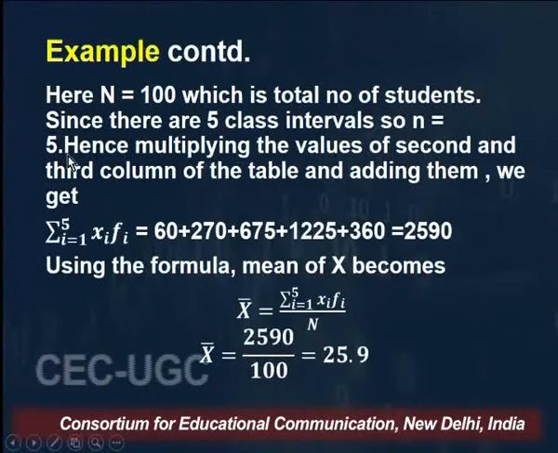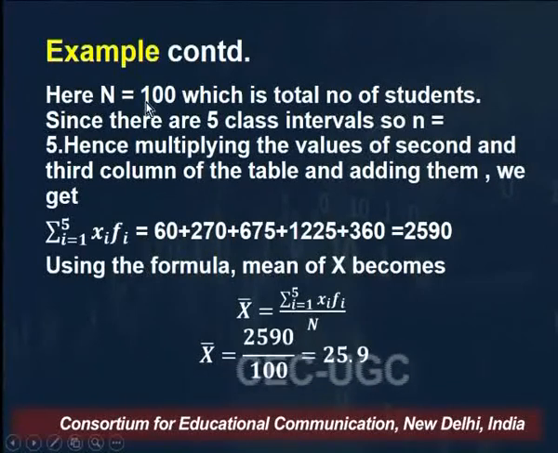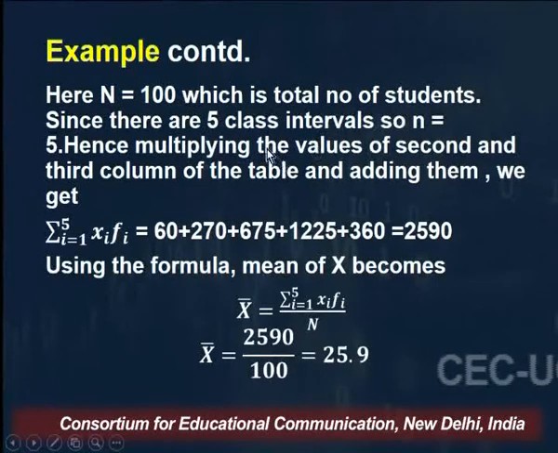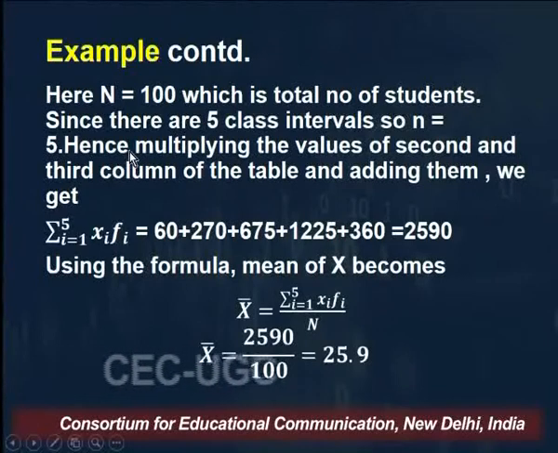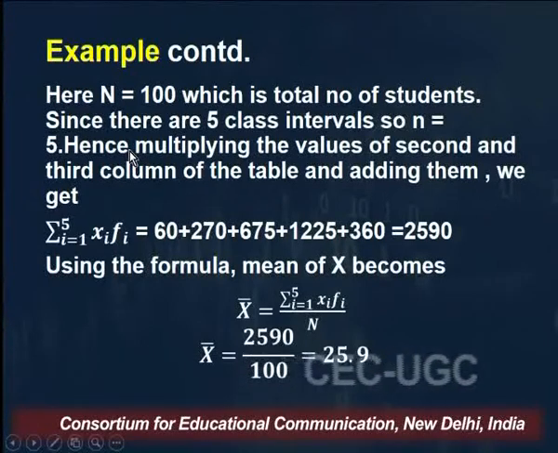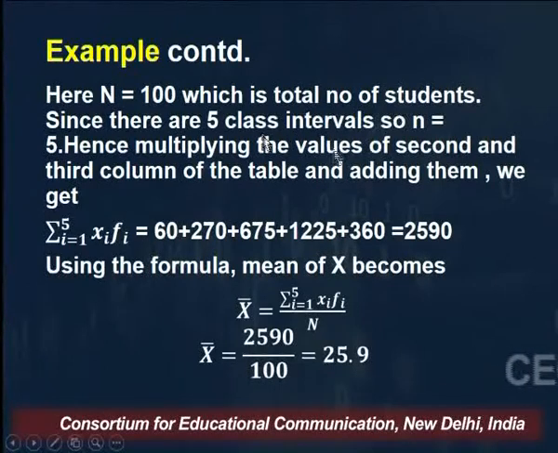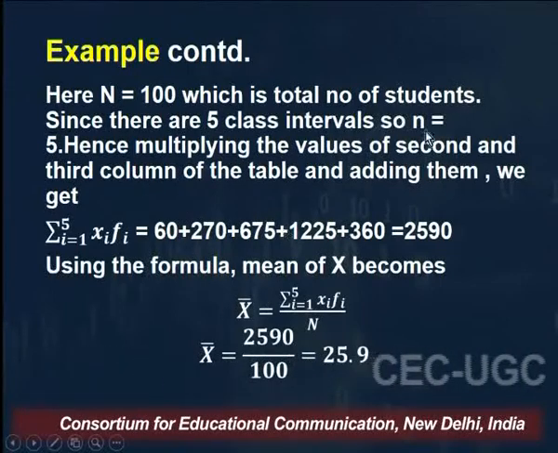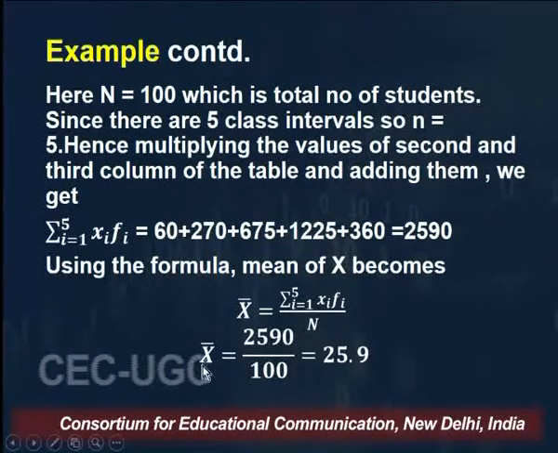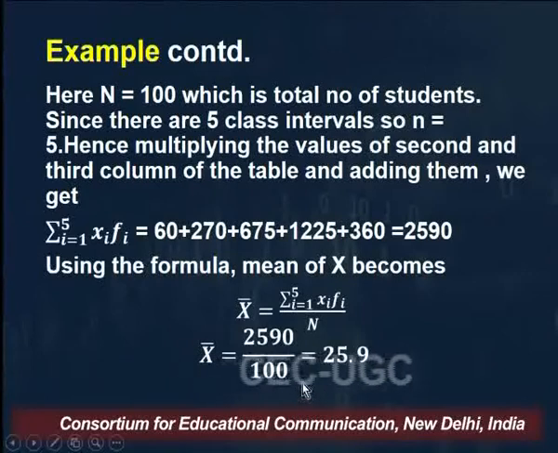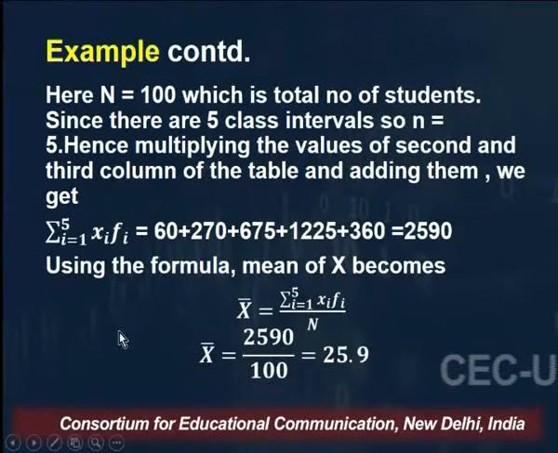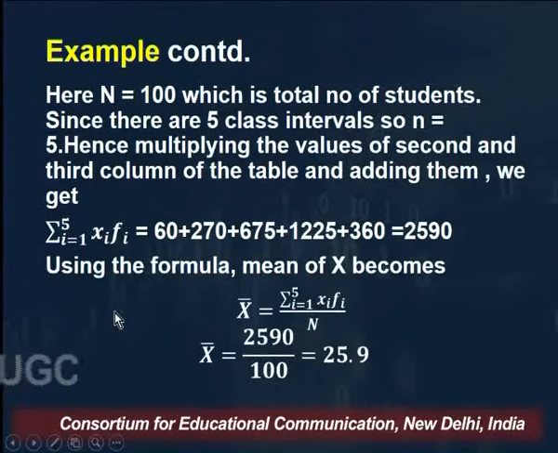When I sum the entries of the second column, then my capital N is 100, which is the total number of students whose marks I have considered, and here small n is the total number of class intervals. Since we have taken 5 class intervals, small n is 5. Now multiplying the values of the second and third column and then adding them, we get 2590, and then x bar will be simply obtained by 2590 upon 100, which is 25.9. So on average students have obtained 25.9 marks.